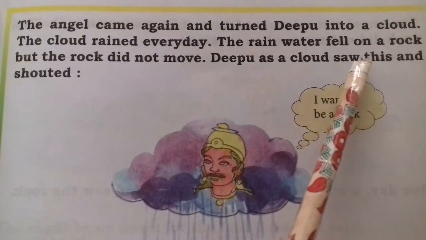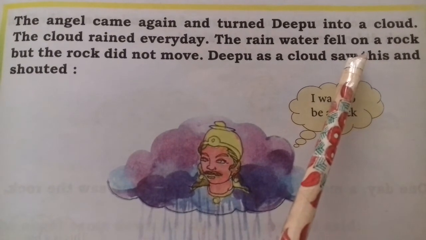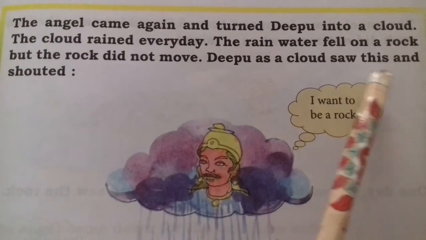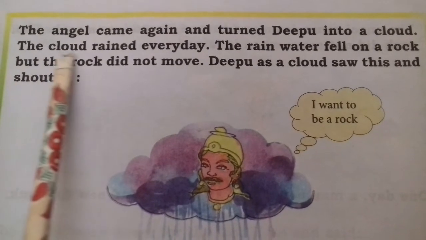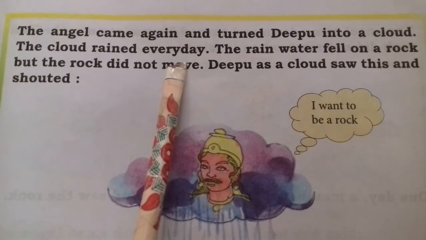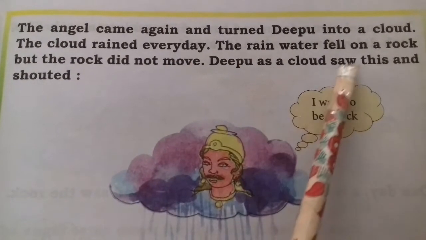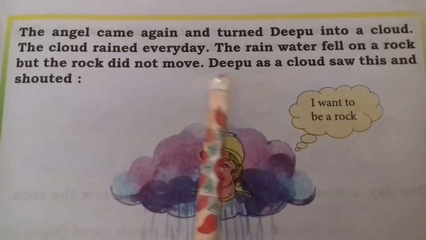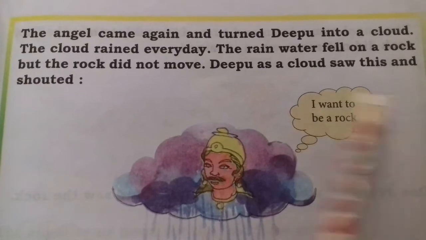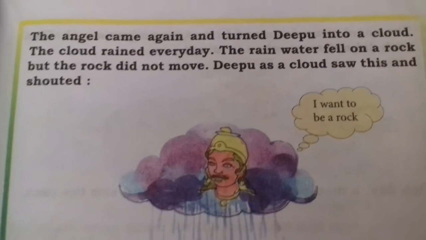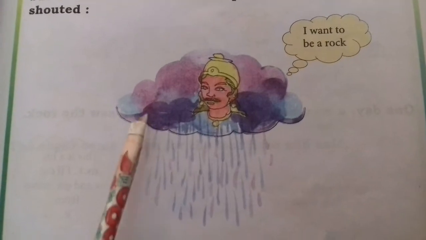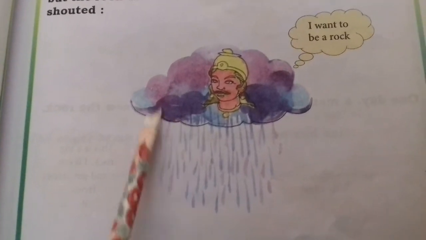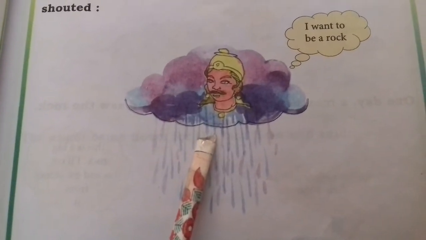What a wonderful angel, no? Again and again the angel comes. And the angel came again and turned him into a cloud. The cloud rained every day. The rainwater fell on a rock, but the rock did not move. Deepu as a cloud saw this and shouted. Now there was a lot of rain. Because from clouds, you know, when the clouds form like this way, we get rain. Whenever we see dark clouds, you would have known that your parents will say it's going to rain anytime.